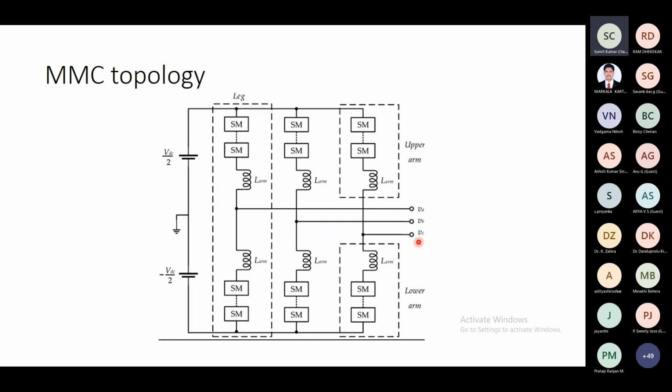How can we get the output voltage, first of all? And then secondly, it comes as a concern that if these submodules are fed by capacitors or even batteries, how will they be balanced? Will they be fed equal power, or the power as per the requirement?